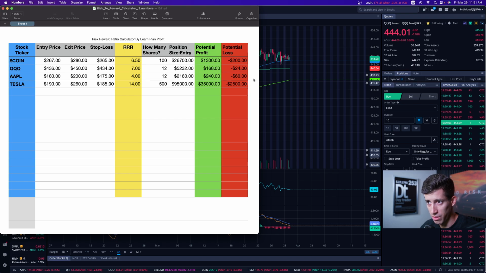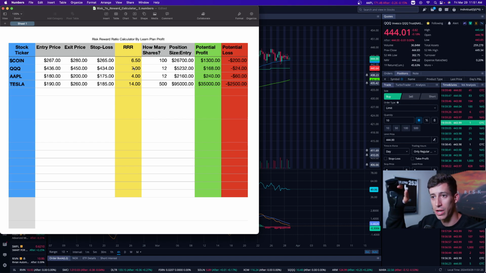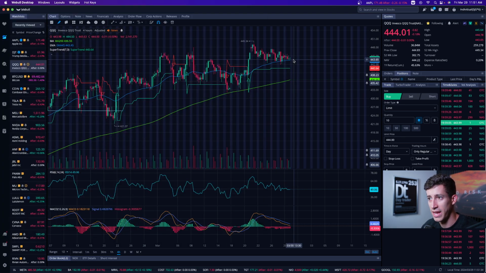But this is the beautiful thing about, again, waiting for an opportunity to present itself. Now my risk to reward ratio is 7. That means 7% upside for every 1% downside. And with the same position size, my dollar potential profit is $168. My dollar potential loss is $24. But that means that I have to wait for the opportunity to present itself. That means that I have to be patient.